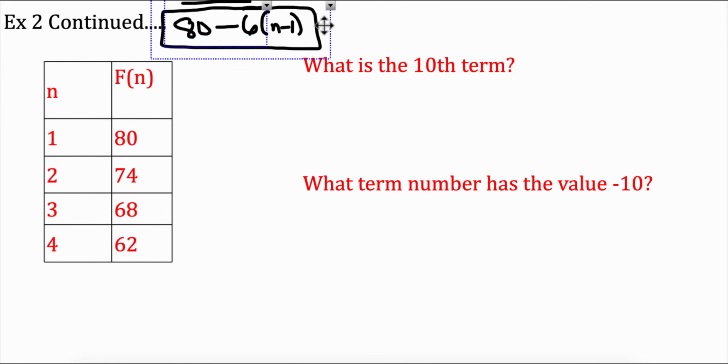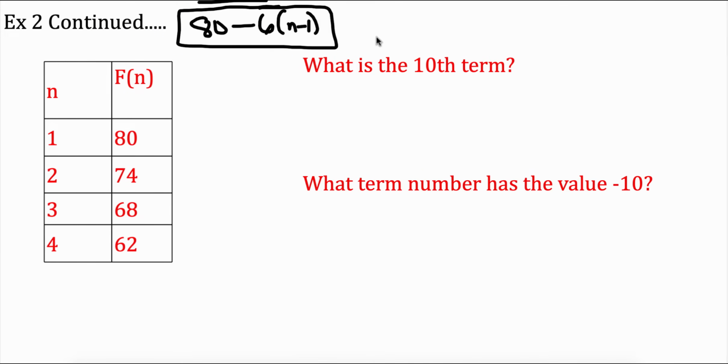Pretty good, Sullivan. All right, so here's our formula. Now we want to know what is the 10th term. So I want to find the value of the 10th term. My y value, the value of my function in the 10th term, so I come over here and I do 80 minus 6. Instead of n this time, I'm putting 10.